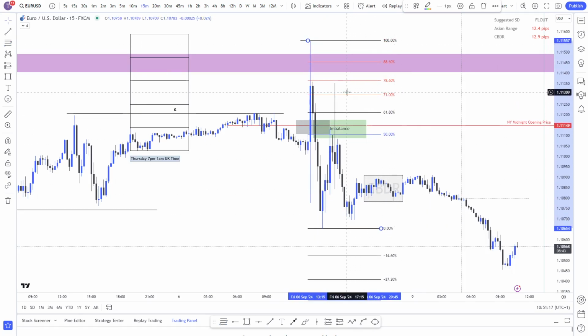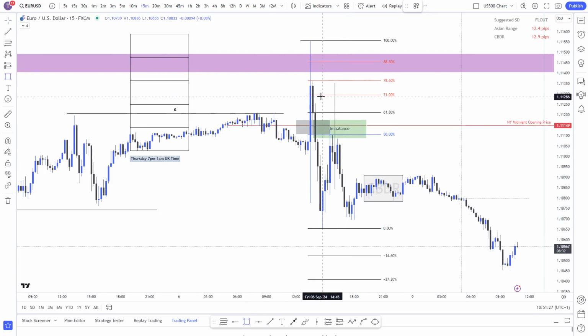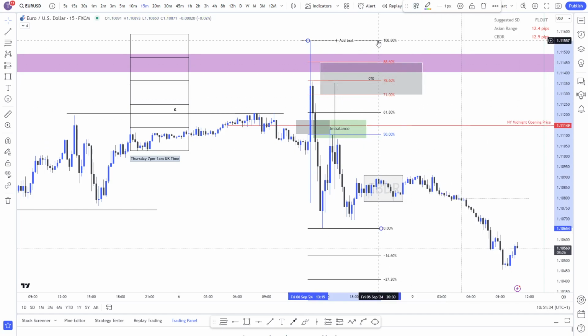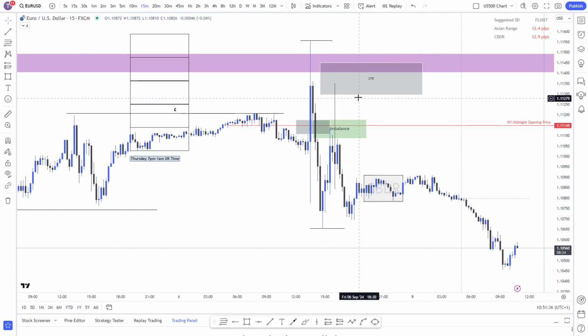And you can see the price reacted at the 71% level, actually reacted near the 78.6% level. Regardless, it came into this area here, which you should be boxing out as your optimal trade entry level area. Now I can delete my fibs to keep things a little bit tidy.